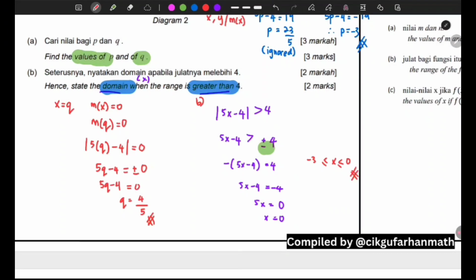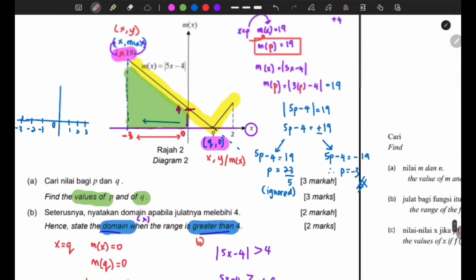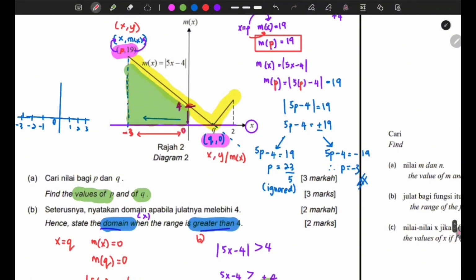But this thing actually does no working also. You just can find out your 4 here. That means your x you have to take the x value here to here. That's it.